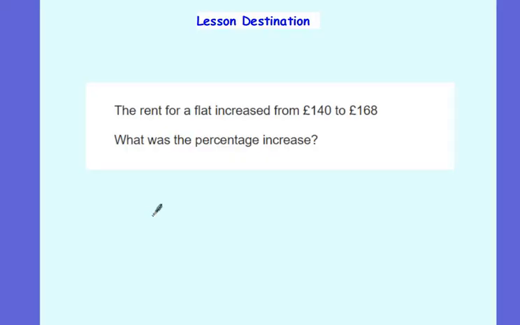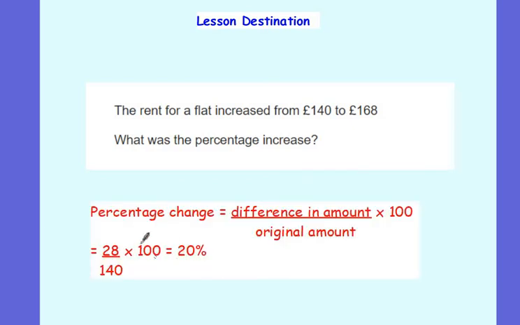And finally, this was my lesson destination for today. The rent for a flat increased from £140 to £168. What was the percentage increase? Pause the video for 5 minutes and have a go at that question now, please. And this is the answer I was looking for. Difference in amount divided by original amount times 100 is our formula. So I've got 28 divided by 140 times 100, which should have given you 20%.